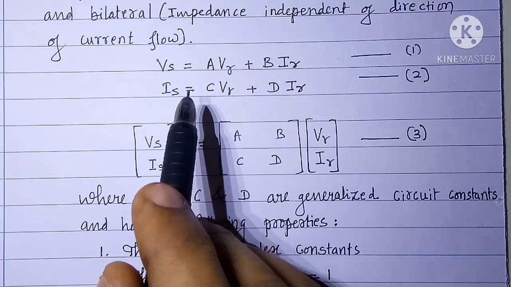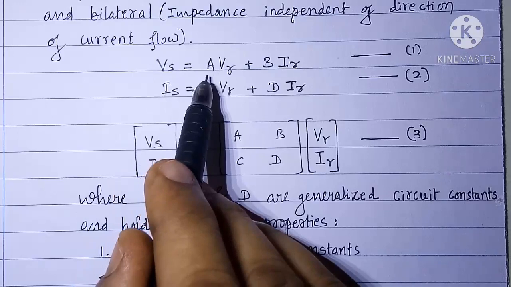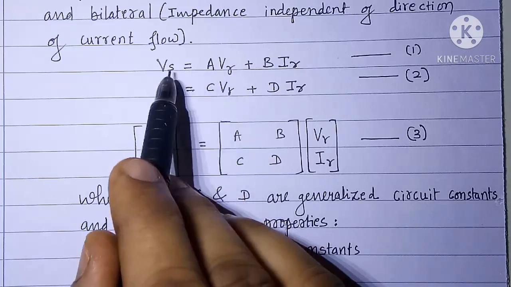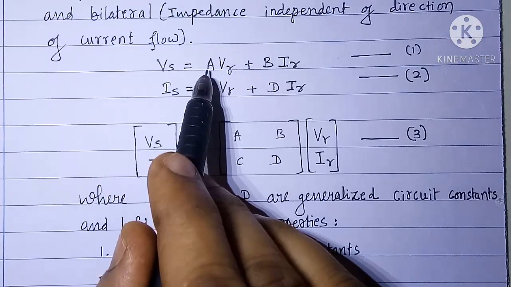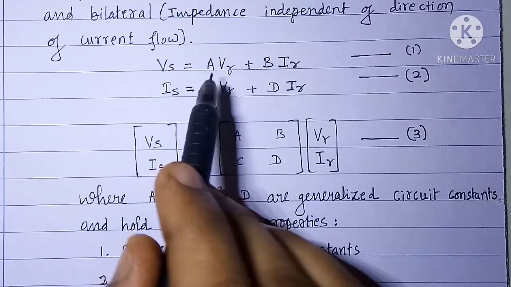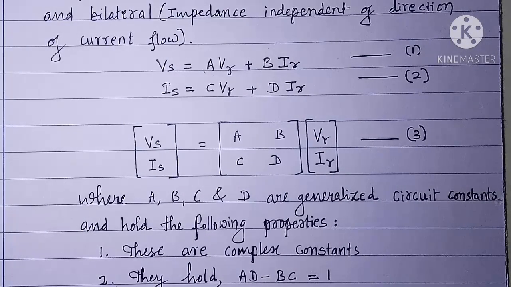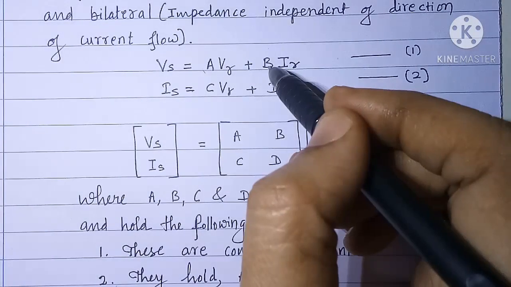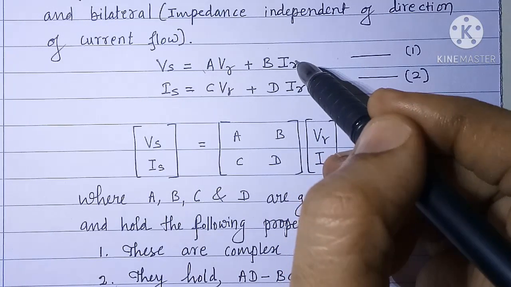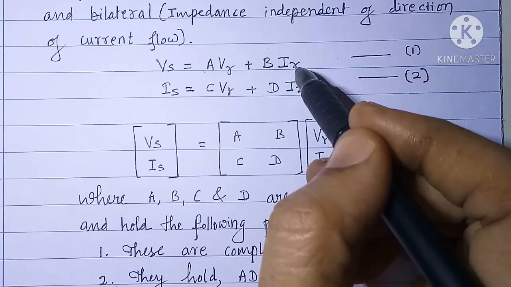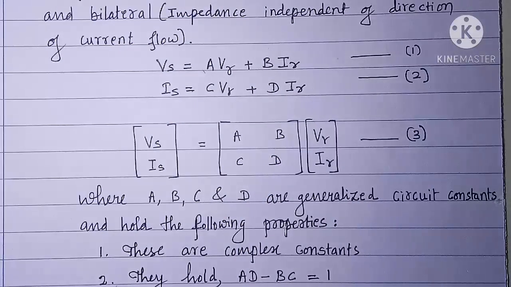You can observe equation 1 and 2. Vs is equal to A into Vr. That means voltage is equal to some constant into voltage. Therefore, definitely A is unitless quantity. That means it has no dimension. Whereas B into IR we are having here in second term. Voltage is equal to impedance into current. Therefore, B should be definitely having unit of impedance, that is ohm.